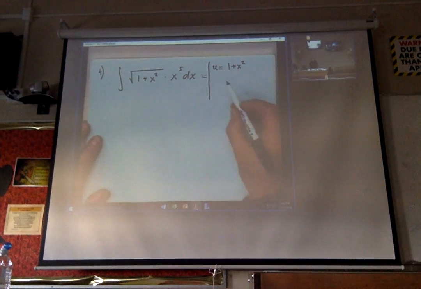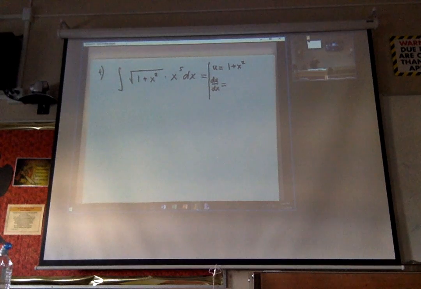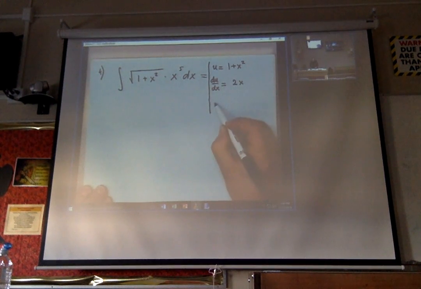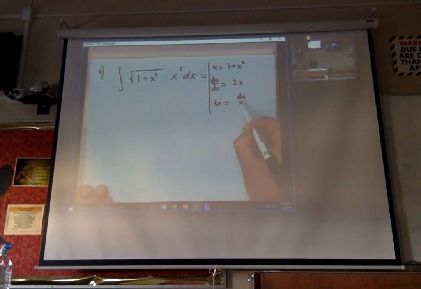And then we'll go again, du over dx. So derivative of 1 is 0, right? And derivative of x squared is what? 2x. And I need dx. So here we have du over 2x.